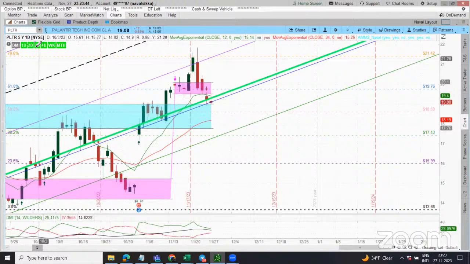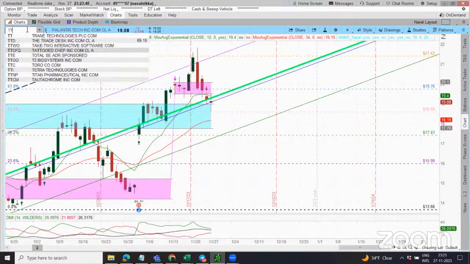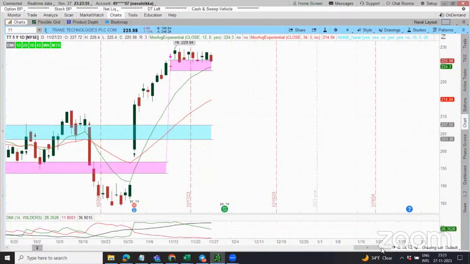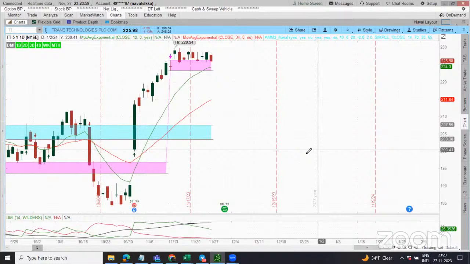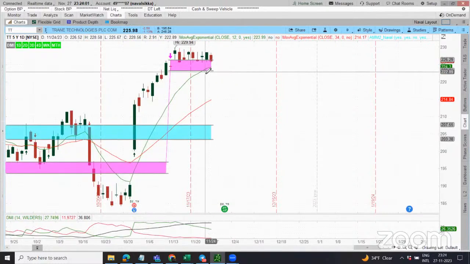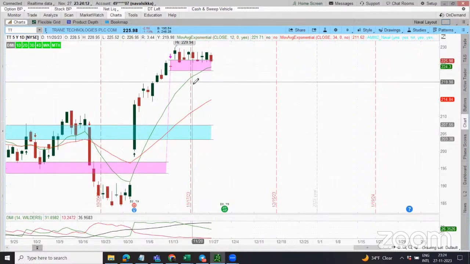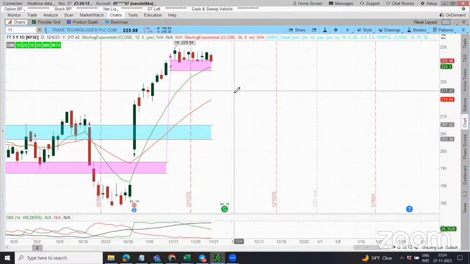TT. TTD? No, no, just TT. This is a bull flag. If it holds 224, then it should be good. As of now, it looks like a bull flag. I think it's just kind of range bound. I'm just looking to see if it breaks one way or another. How much is the 30 day volume on this stock?